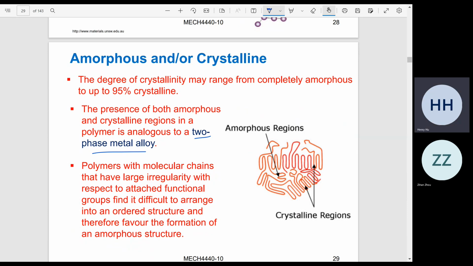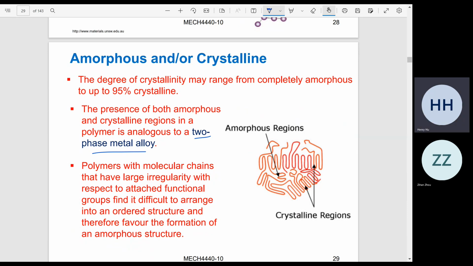And then if you have a functional group involved, so the mers do not contain all hydrogen atoms, you have chlorine or whatever other molecular groups involved. Then those kinds of polymers, most of them you will find in an amorphous kind of structure.